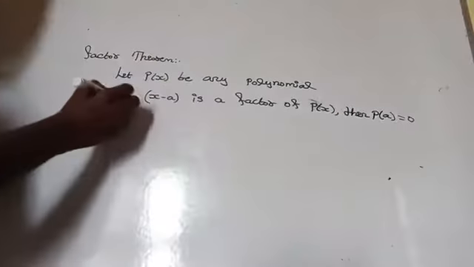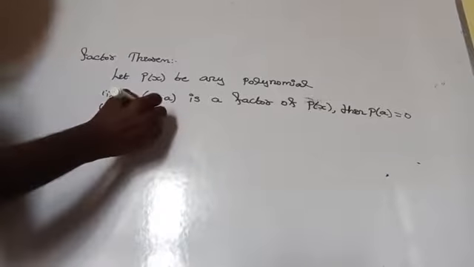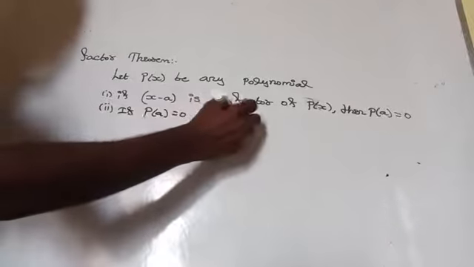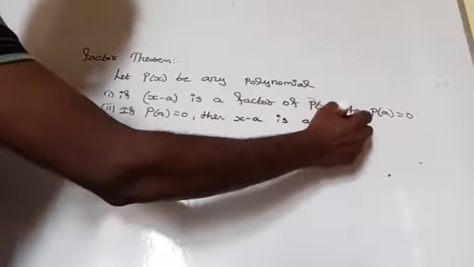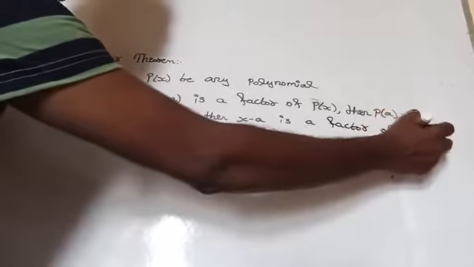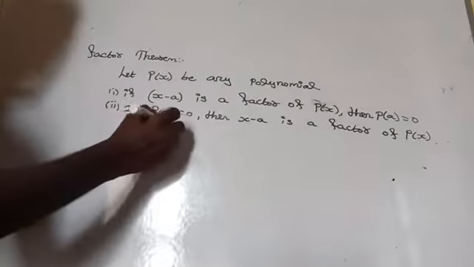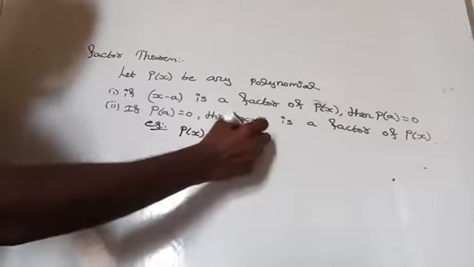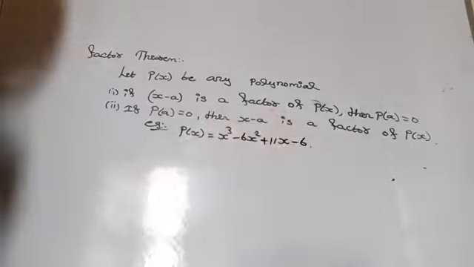Am I right here? Then second point, if p of a equal to 0, then x minus a is a factor of p of x. I will show you one example for both the cases. For example, p of x is given as x cube minus 6x square plus 11x minus 6. Okay? This is the given p of x.